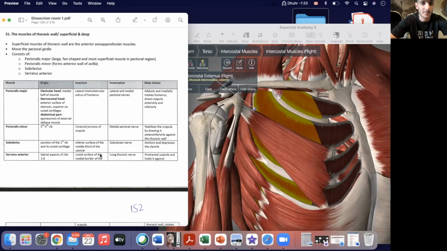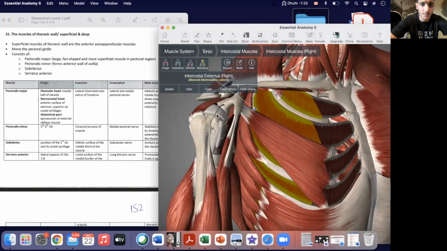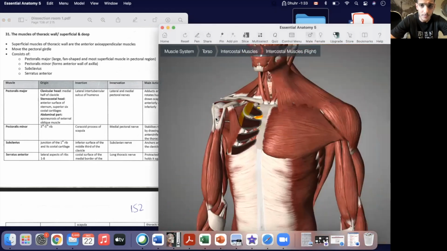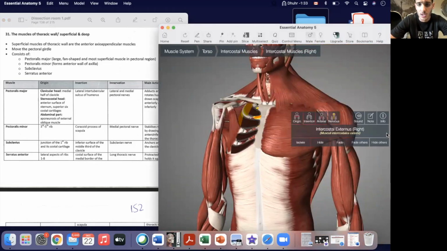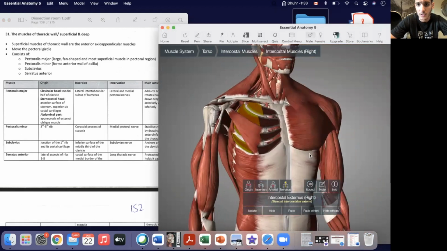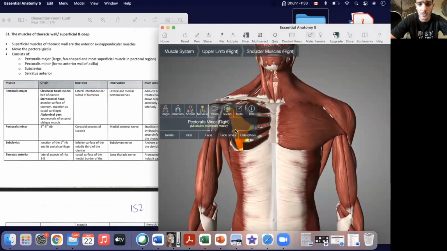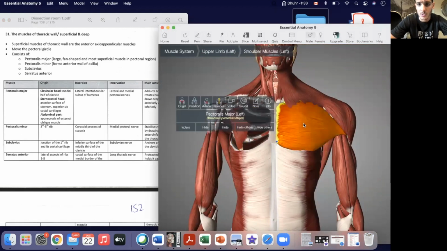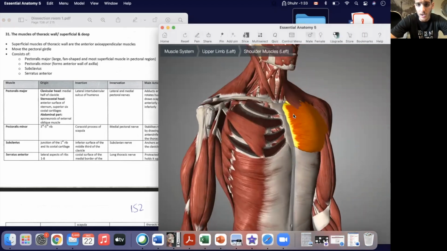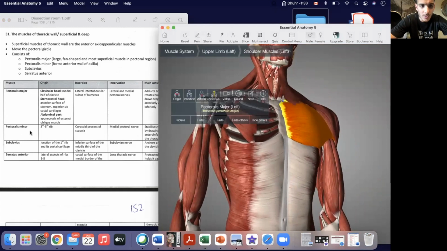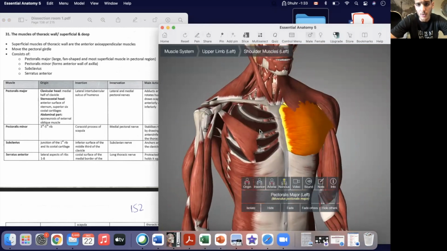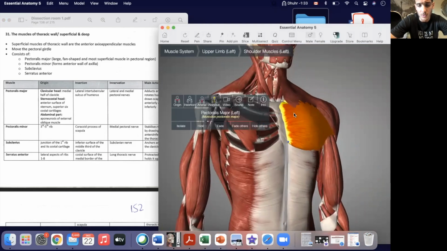Next, we have the subclavius. So we finished the pectoralis major and the pectoralis minor. So that's the minor, and that's the major. The major is on top of the minor. The subclavius is found below the clavicle. Sub is below, clavus is clavicle. So from its name, we know that this muscle is found somewhere close to the clavicle.